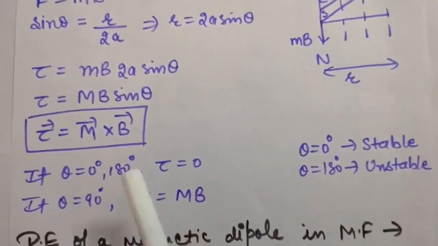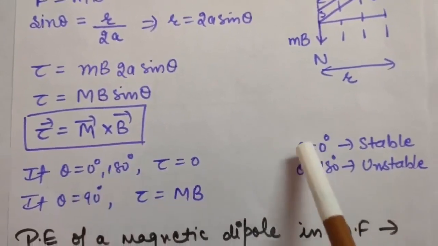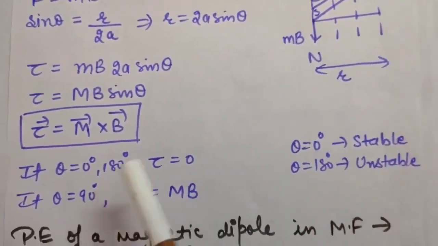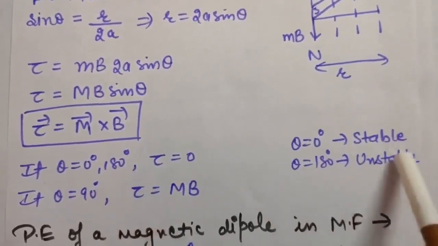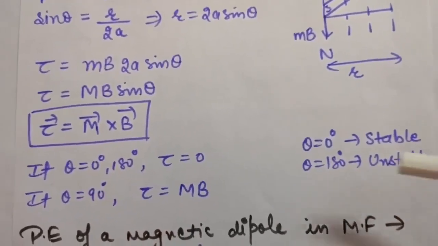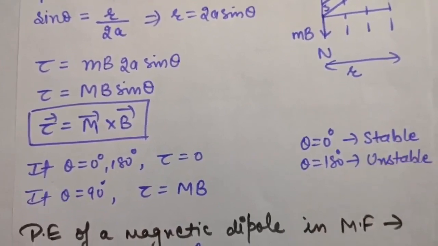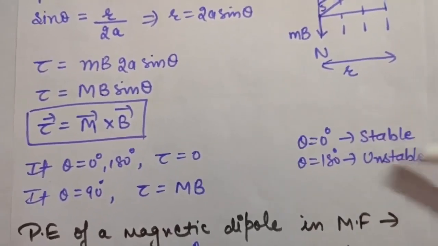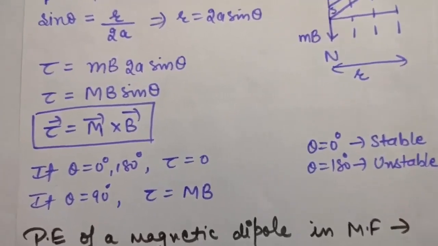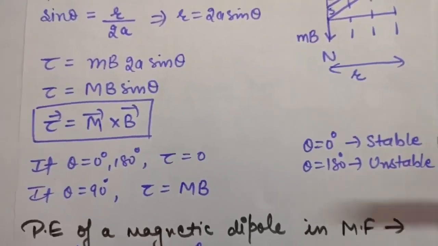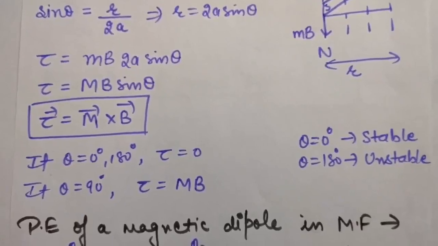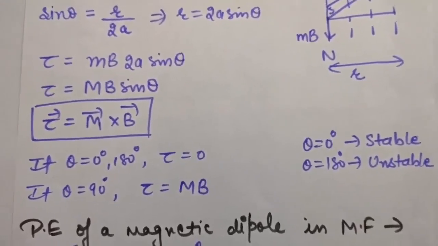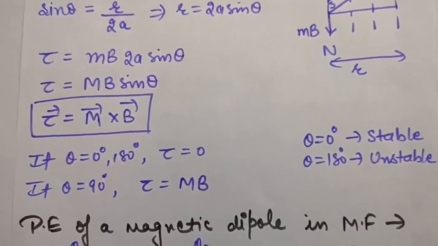Okay, so if theta is 0 degrees, that position is known as stable position or stable equilibrium. Or if theta is 180 degrees, that is called unstable equilibrium. And why it is called so, I'll tell you in the next topic. Remember, in both the equilibriums, the torque acting on the dipole is 0. Okay, so the question here arises, if torque in both the cases is 0, then why are we saying theta equal to 0 is stable and 180 is unstable? So that I'll tell you in the next topic.